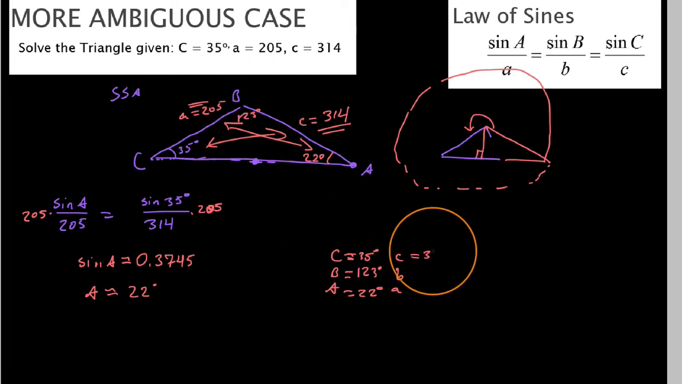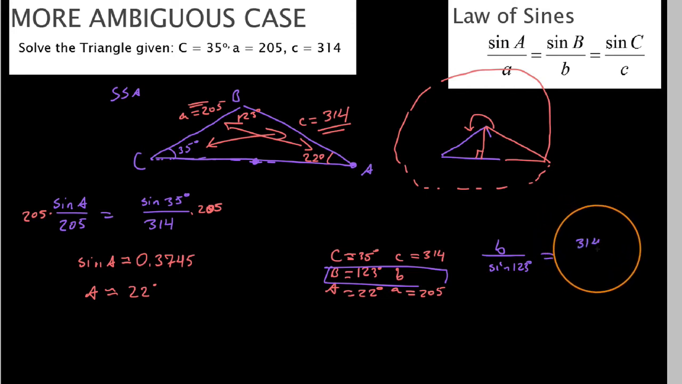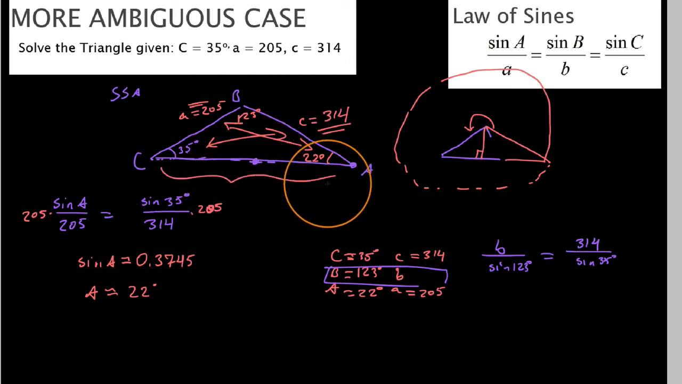Knowing our lowercase c is 314, and also knowing that a is exactly 205, what this allows you to do is set up another side angle pair: b over the sine of 123 degrees is equal to lowercase c, 314, over the sine of 35 degrees. Then one could go back and solve for b. By the way, it should be longer than 205 and 314. But I'll let the audience go check that and leave you with that situation over here. But that is the other ambiguous case. We've got one more to go.